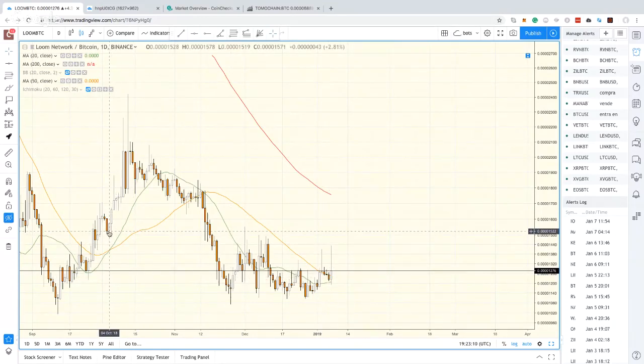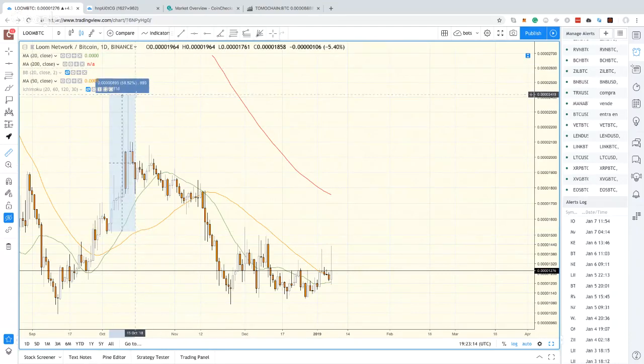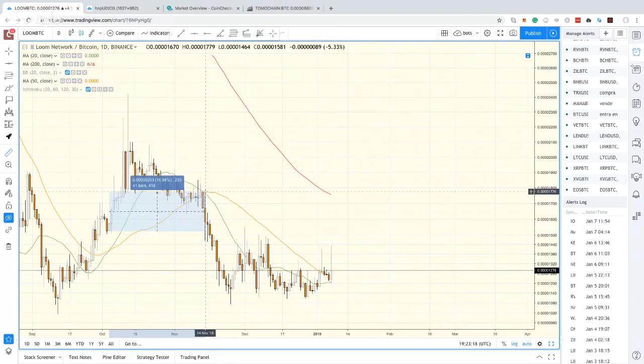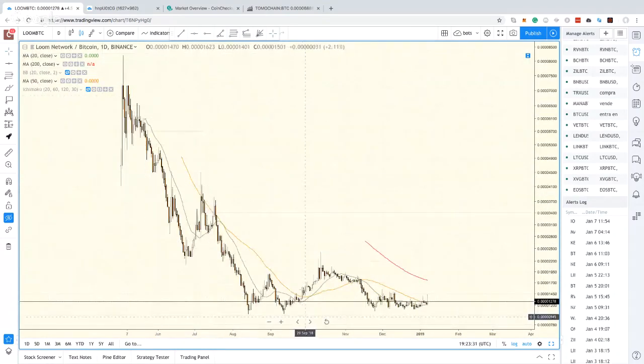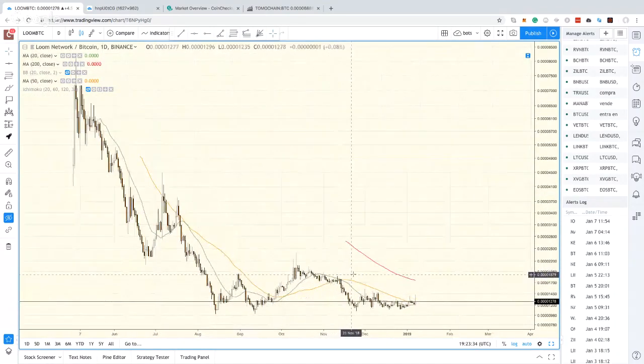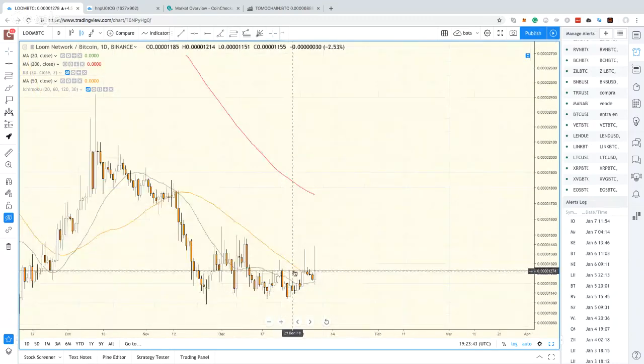Look at here, when we had the golden cross, it went up almost 60%. And if we close it when we had the bearish cross here, it was another 15% trade in 40 days. Not the best trade, but sometimes these golden crosses in the 50 MA are a really good indicator of a bull trend. Look how Loom only had one golden cross, and right now it's gonna have another one.